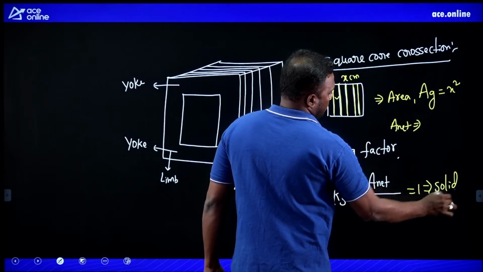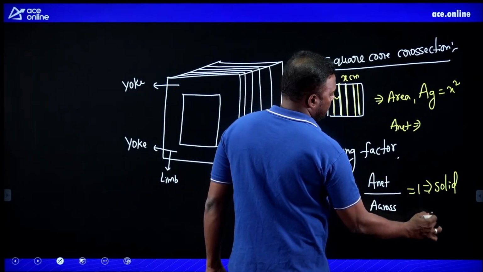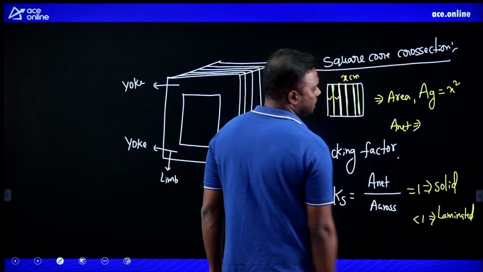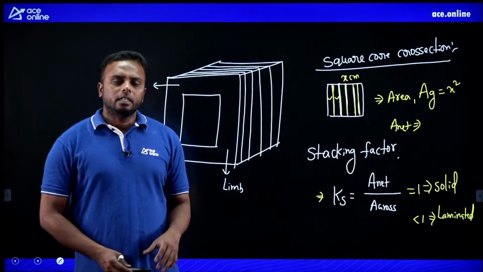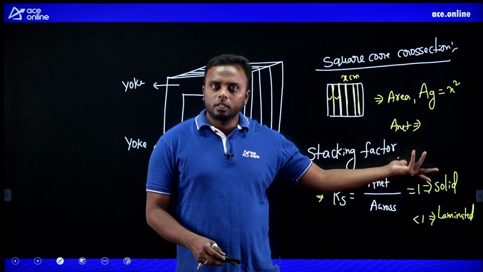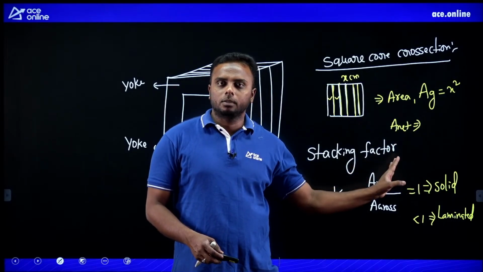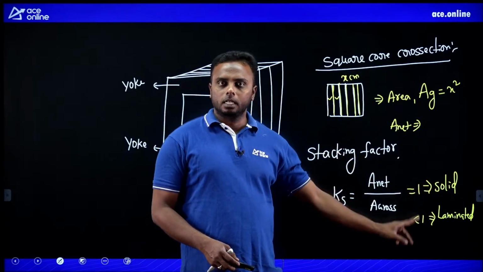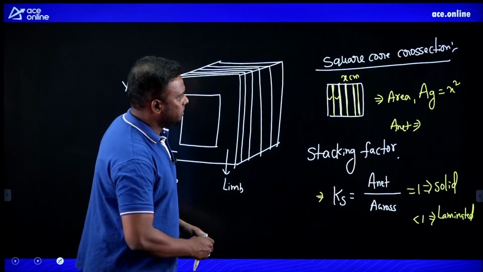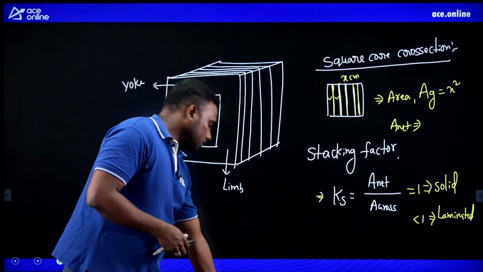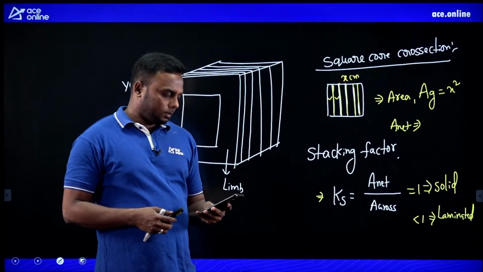Remember this. For laminated core, stacking factor is always less than 1, 98, 97, 96, whatever it is. Only for solid core, where there is no insulation and net and gross are both the same, Ks equals 1. Ks equal to 1 for solid, less than 1 for laminated. So these are some important points in transformer core construction.